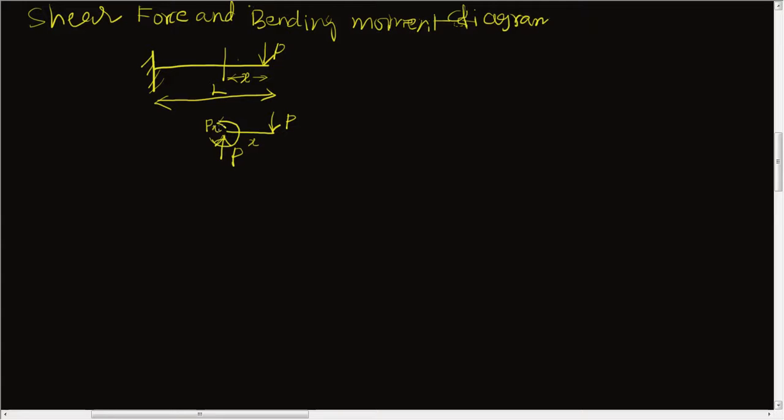Now at this section we got one force and one moment. Whatever force we are getting here, we call that force the shear force. So the shear force F is equal to P, and the bending moment M is equal to P into x. This P we are calling the shear force and Px is the bending moment. From these two equations we can say that the shear force is constant, it is not a function of x. So the shear force diagram must be a horizontal line since it is constant.